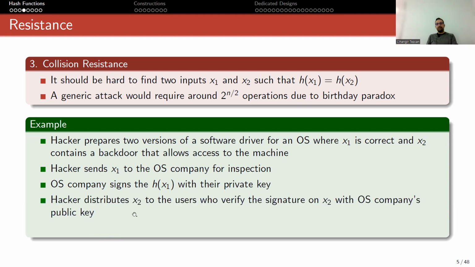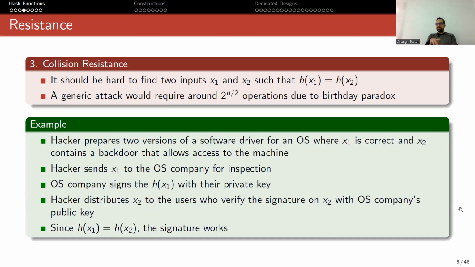But what the hacker does is distribute X2. They put X2 on their web page, so you download it. Whenever you try to install it, the operating system verifies this signature with the company's public key. So your operating system checks if that signature is valid. It will be valid because H of X2 is the same as H of X1. Since H of X1 equals H of X2, the signature works. So you don't realize that there's a virus or a backdoor behind it.